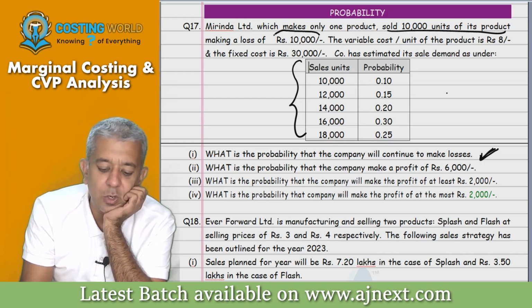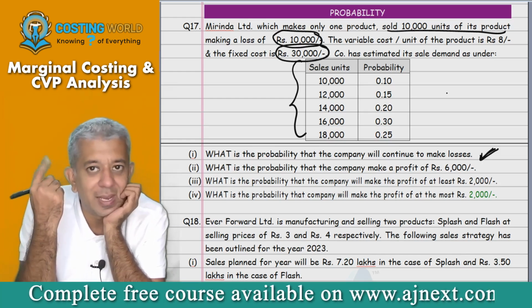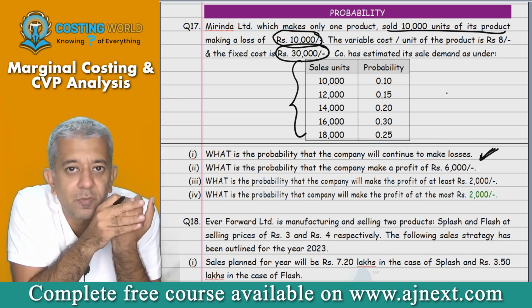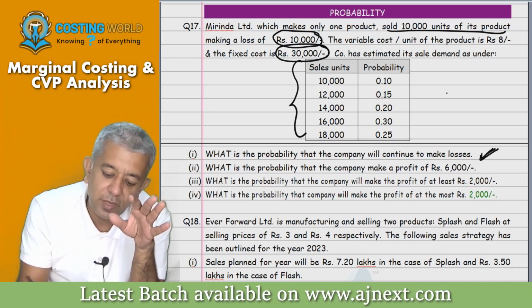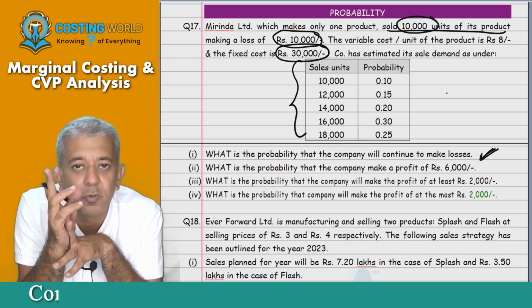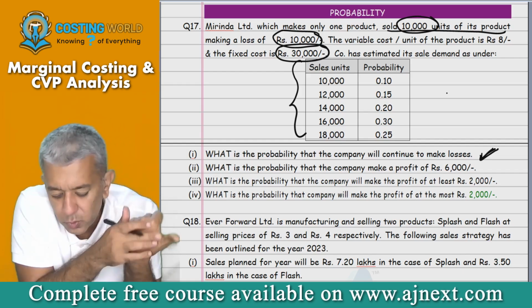Currently we are making a loss of 10,000. There is fixed cost of 30,000. We'll add them. Loss 10,000 plus fixed cost 30,000. So contribution that we must be earning currently is 20,000. 20,000 is a contribution we get by selling 10,000 units. So per unit you must be earning contribution of 2 rupees. Is that all okay? Yes, sir. So that's what we are going to be doing right now.